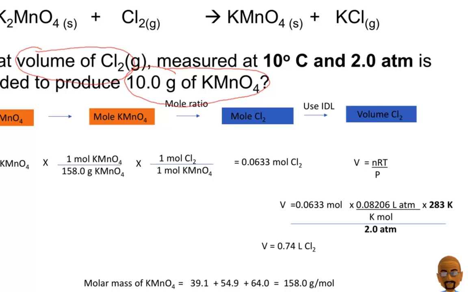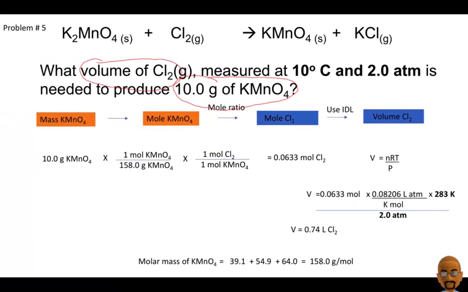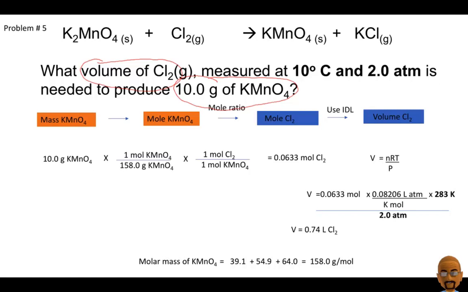So in all of these problems, what you've seen is that we're given information about one thing and asked for the pressure, volume, or temperature of something else. The way to go about it is to go from the given information and calculate moles of that other species, and then we'll use the ideal gas law to calculate either the pressure, volume, or temperature, depending on what's being asked.